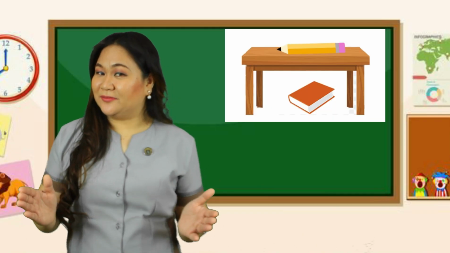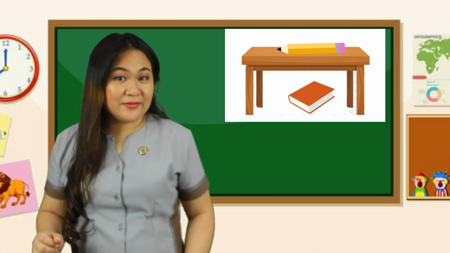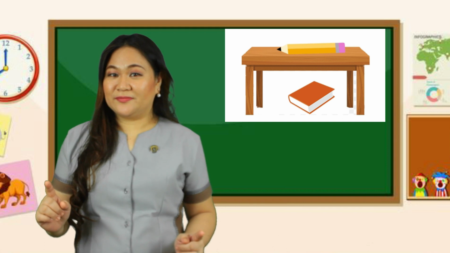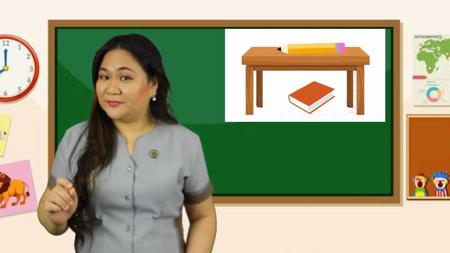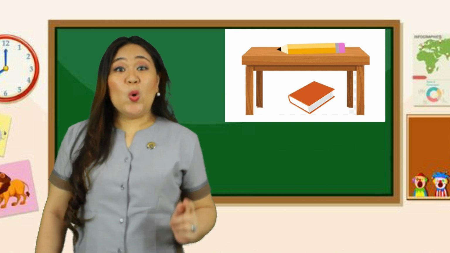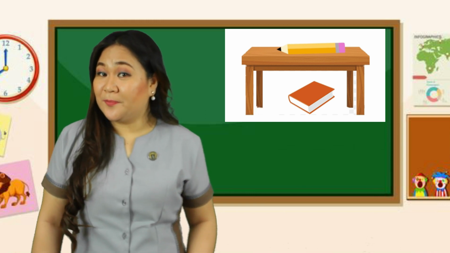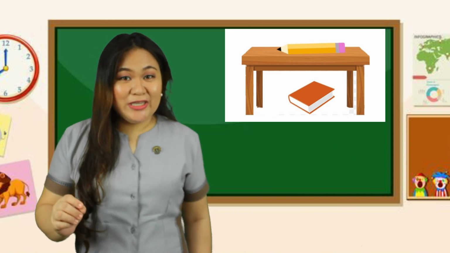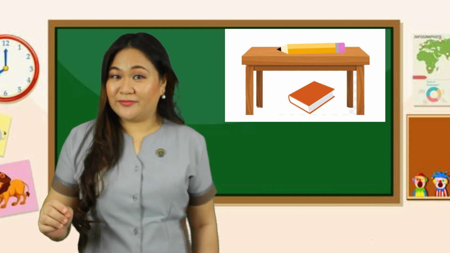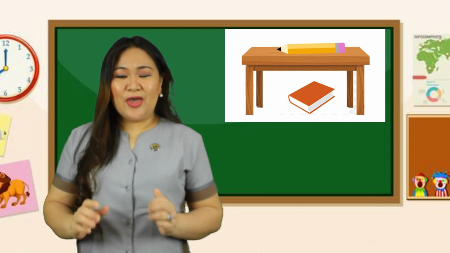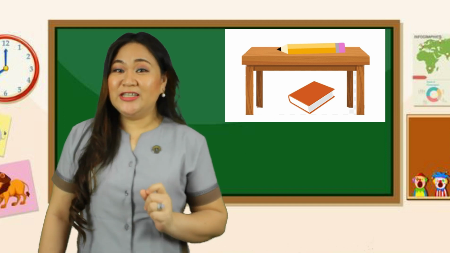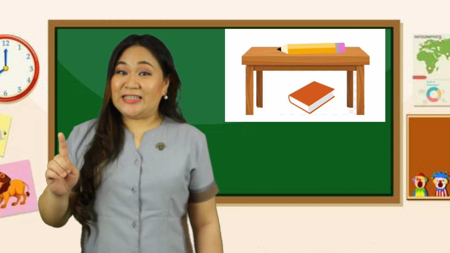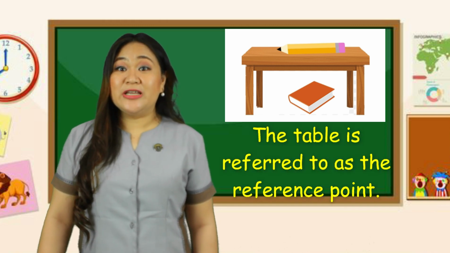Where is the pencil? On top of what? The table. Now where is the book? Under of what? The table. What did we use to describe the position of the pencil? The table. What did we use to describe the position of the book? The table as well. Very good. If the table is used to describe the position of the pencil and the book, therefore, the table is referred to as the reference point.